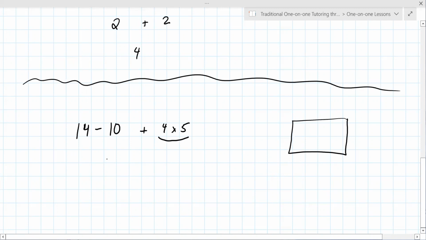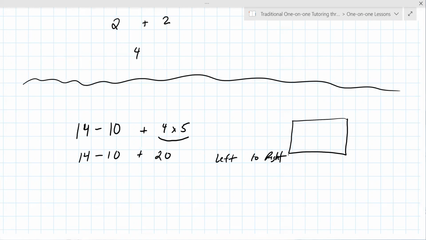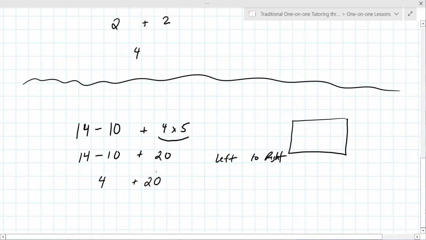Okay. So now it's 14 minus 10 plus 20. So you have subtraction and addition. And when you get it down to just subtraction and addition, you should work left to right. So what is 14 minus 10? 4. Okay. Bring the other stuff down. 24. Yes. Very good.